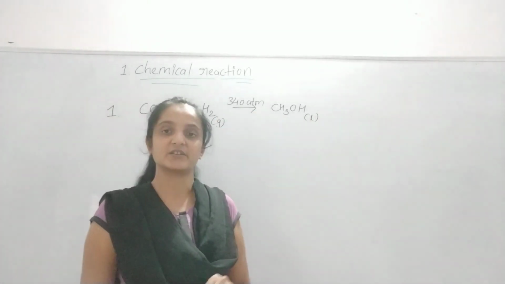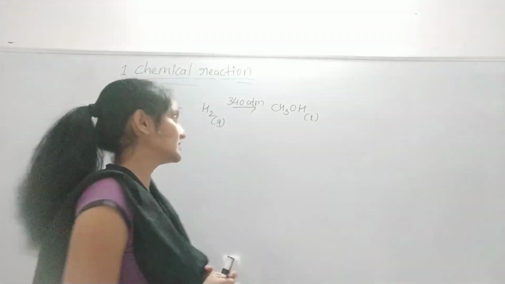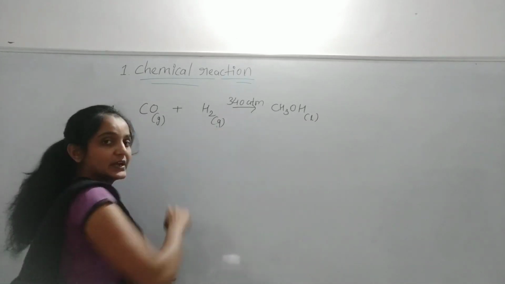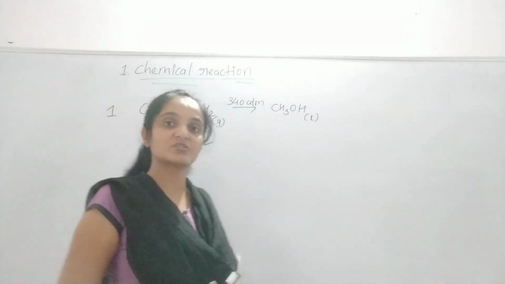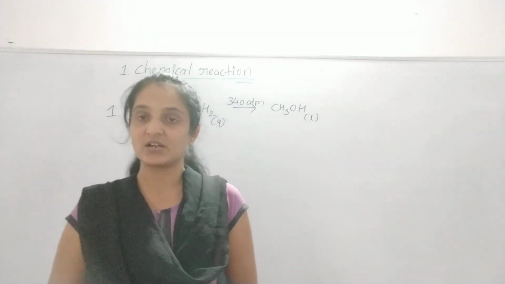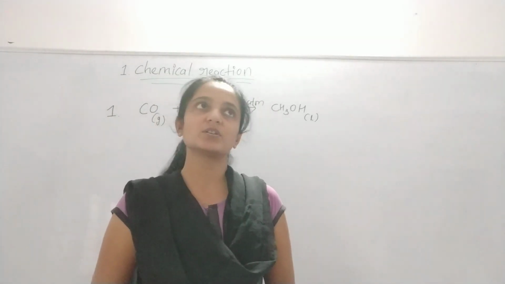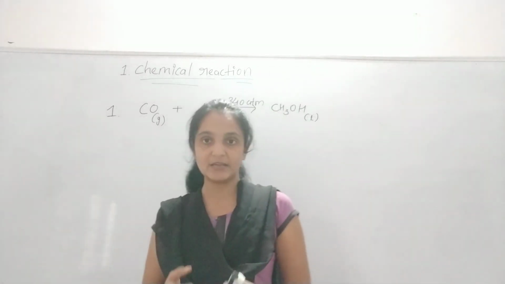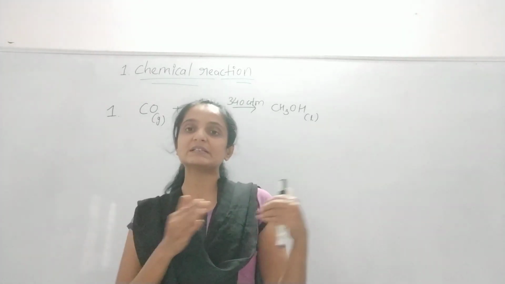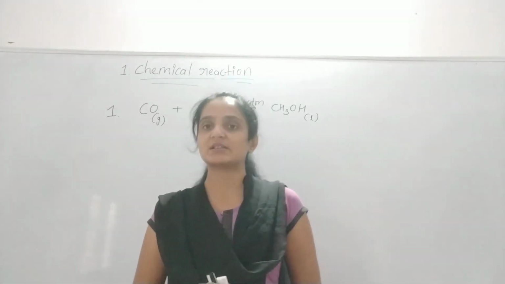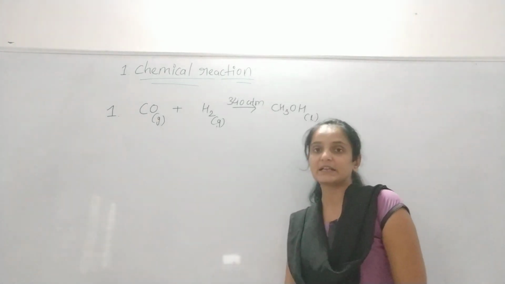Next, the condition for the reaction means the conditions which are required for the reaction to proceed. So here the condition is 340 atmospheric pressure. Under this, the reaction can take place. Some reactions require certain catalysts like nickel, cadmium, palladium, etc. Catalyst means any element which does not take part in the reaction but increases the rate of the reaction. But here it is not necessary, so we have not written any catalyst.